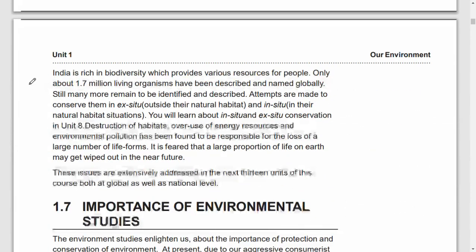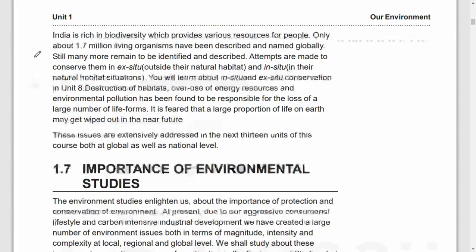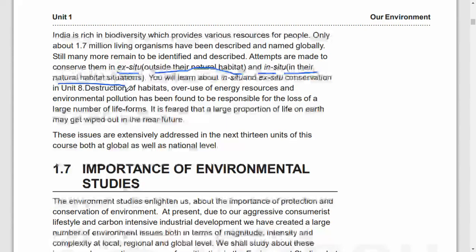India is rich in biodiversity, which provides various resources for people. Only about 1.7 million living organisms have been described and named globally. Still, many more remain to be identified and described. Attempts are made to conserve them ex situ, meaning outside their natural habitat, and in situ, in their natural habitat situation. You will learn about in situ and ex situ conservation in Unit 8.